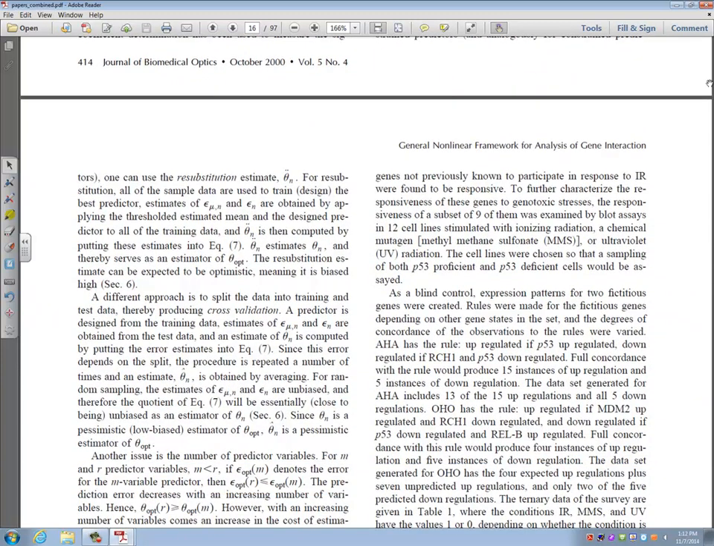Now here, the problem is you want to design the best predictor. In order to calculate the COD, you also need an estimate of the error of the best predictor, because the COD is the error of the best predictor minus the error of the best predictor when you have observations, divided. So you need to be able to calculate those errors.